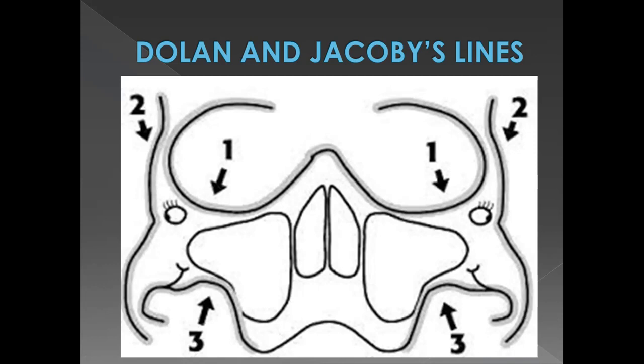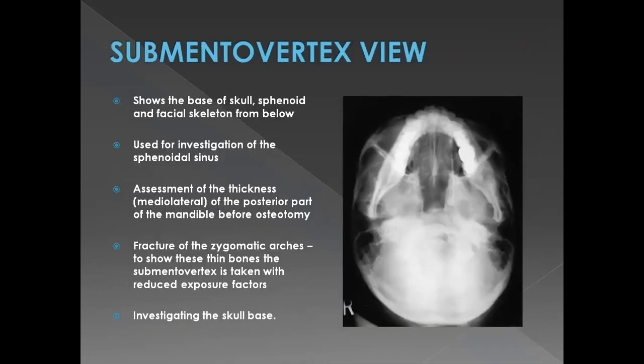Then coming to another view, which is called the submentovertex view, which is quite rarely done. But anyhow, it's still a very useful view. It basically shows you the base of the skull, the sphenoid sinuses, and the facial skeleton from below. It is usually used for investigation of the sphenoid sinuses, but in trauma we use it for investigating the fractures of the zygomatic arch and its displacement.